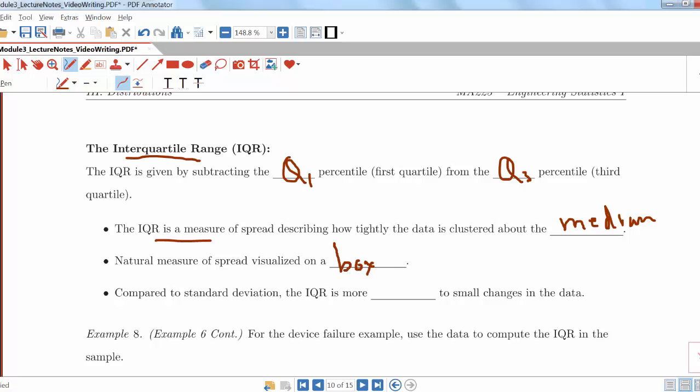It's really the nicest graph to look at the IQR. And compared to the standard deviation, we say the IQR is more robust or stable. If you just delete a few values here or there, the median will stay pretty close to the median, and it's the same way with the interquartile range. But for the variance, if you make some small changes, especially on the extreme values, you could get a very different standard deviation. So the IQR is pretty stable.